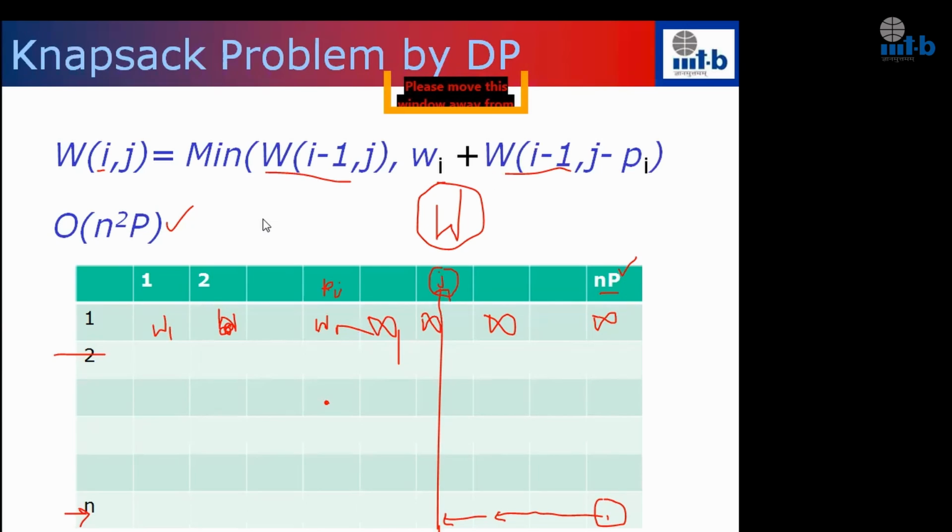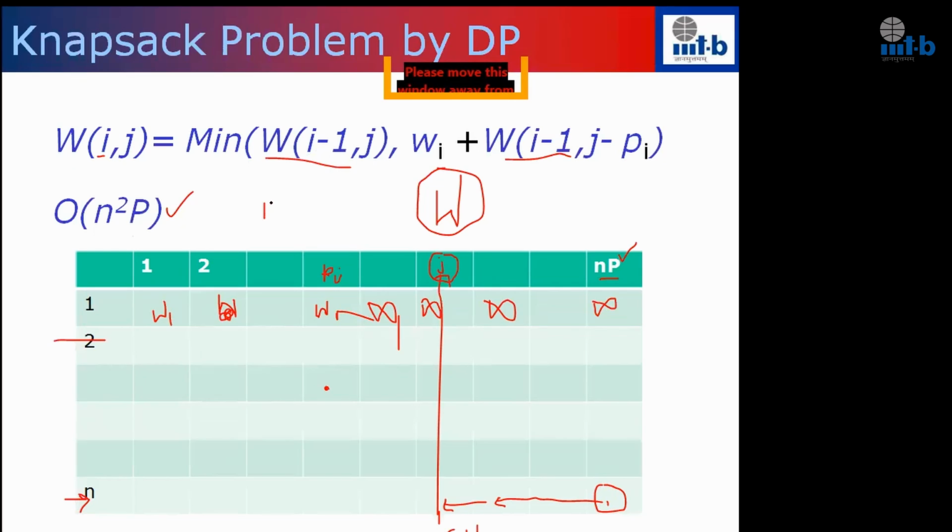This could have a value of 10 to the power 10, right? 10 to the power 18. My profit can be represented by any integer, which can be a 64-bit integer. In that case, my maximum profit could be 10 to the power 18. But if I want to implement this, I need a table of size n squared into 10 to the power 18. We don't have so much memory to implement that.